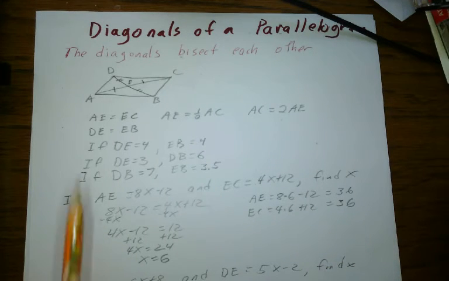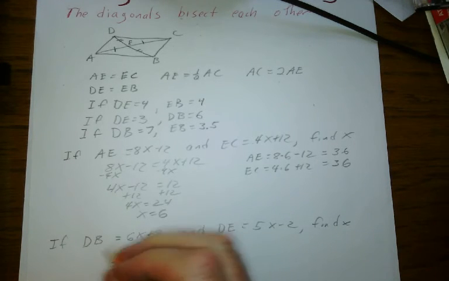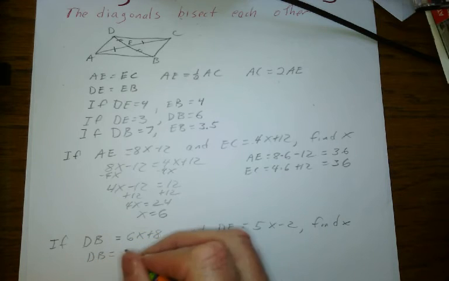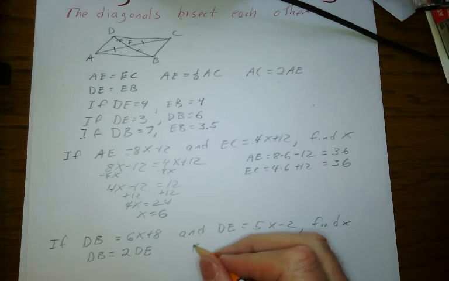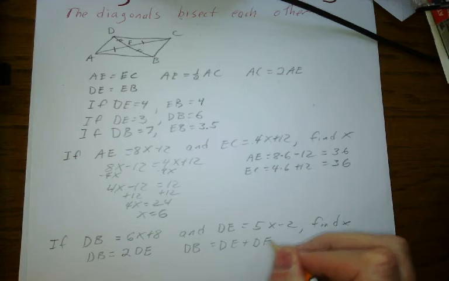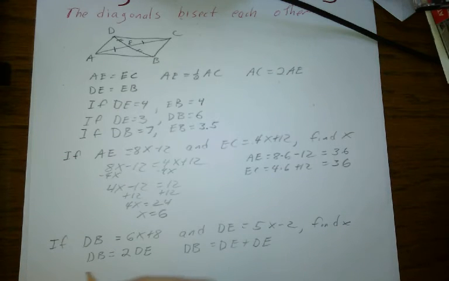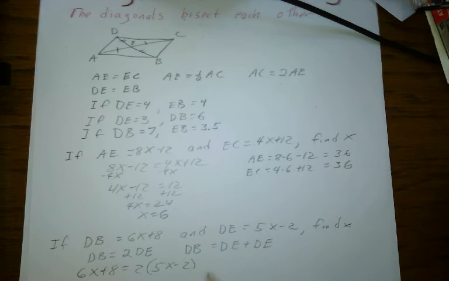Well, looking at the diagram up here, DB is the whole diagonal. DE is only half of it. So DB in this case is equal to twice DE. Or another way to say that also would be DB is equal to DE plus DE, if you prefer to do it that way. So when we set up our equation, it's going to be 6x plus 8 is equal to 2 times 5x minus 2.